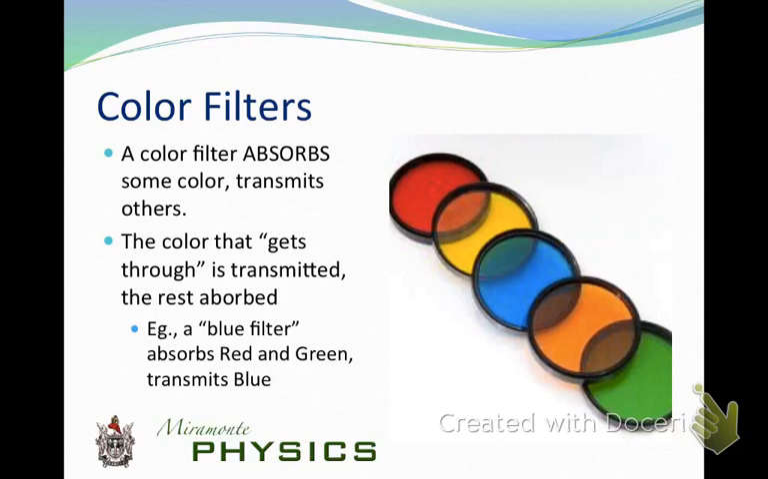A yellow filter transmits red and green, and it absorbs blue. Okay, so think about this. What is a green filter? What does a green filter absorb, and what does it let through? That's the easy question. Green. And so then what does it absorb? Red and blue. Okay? So that's the idea of a filter.